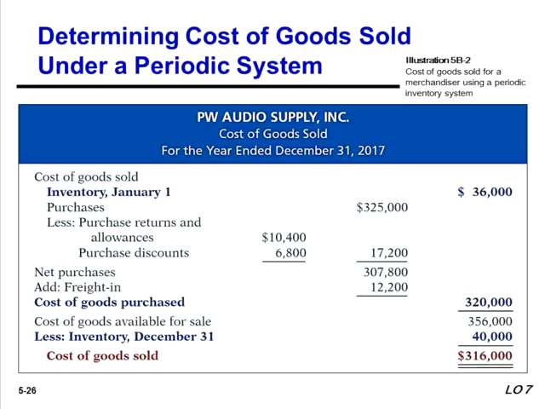Once we've calculated the net purchases, we add the freight in, because remember we said when the buyer is paying the freight, it becomes part of the cost of the inventory. So when we add the freight in to the net purchases, that gives us the cost of goods purchased. The next step is to take the beginning inventory and add the cost of goods purchased, and that gives us the cost of goods available for sale. Finally, we subtract the ending inventory, and that gives us the cost of goods sold for the accounting period.